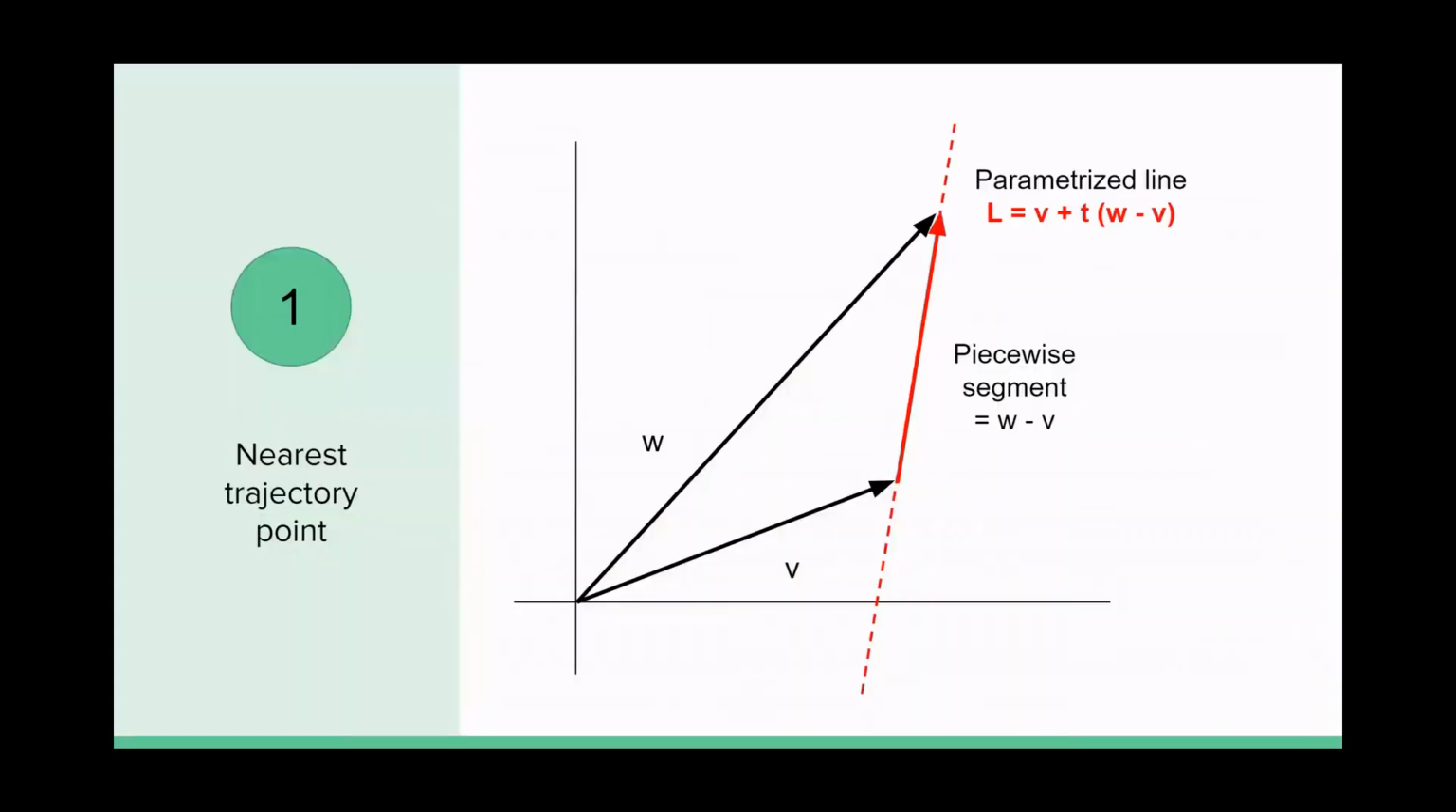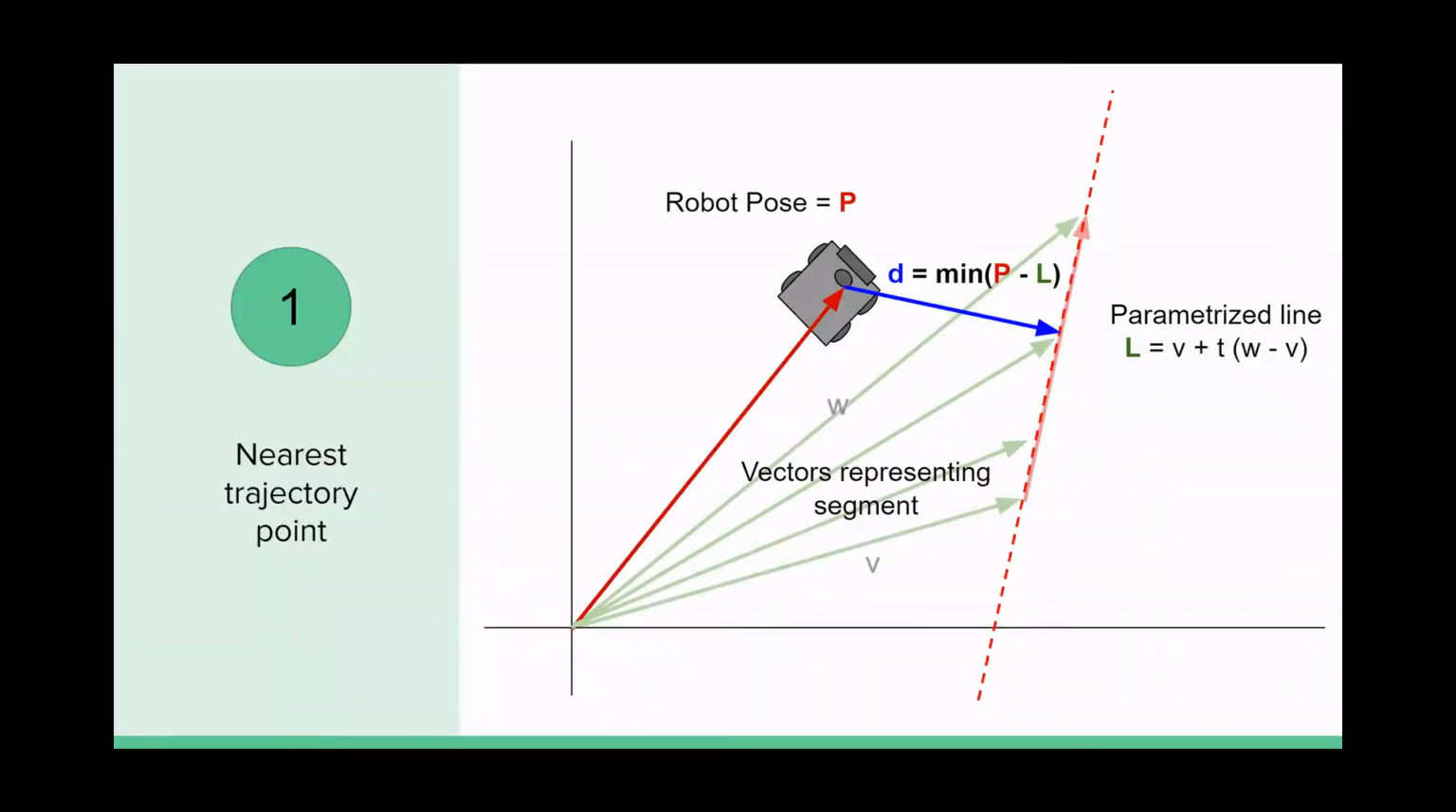To find the nearest trajectory point, we first create a parametrized vector equation of a line that connects two consecutive trajectory points, as shown in red here. By carefully selecting bounds for t, we obtain a set of vectors from the origin to points in the segment to represent it. Then, each of these output vectors is subtracted from the robot's location to give vectors that point from the robot to a point on the segment.